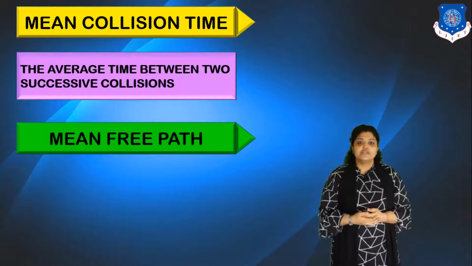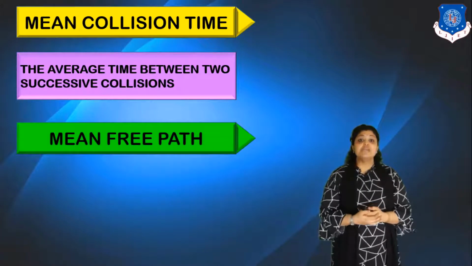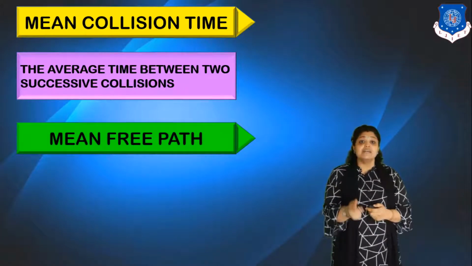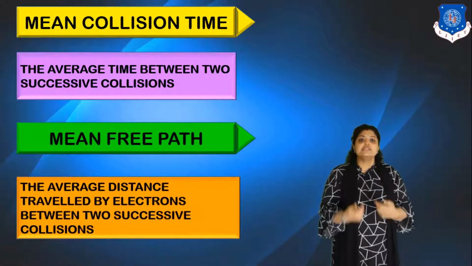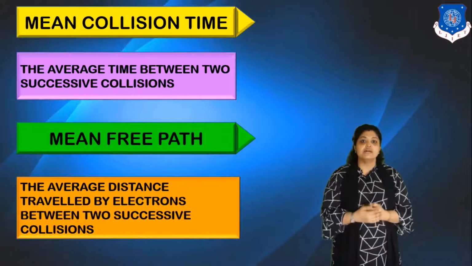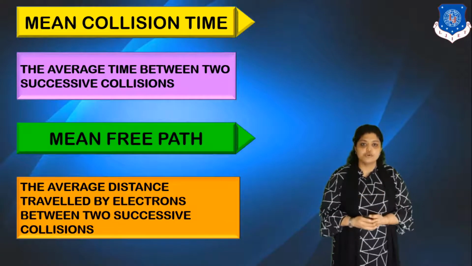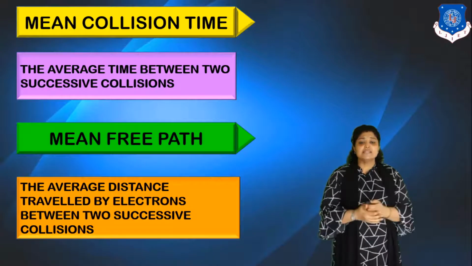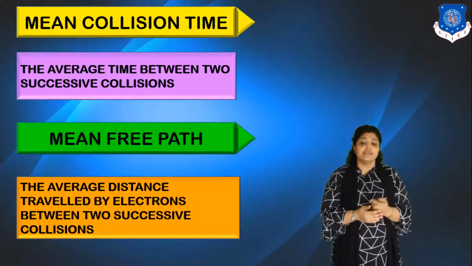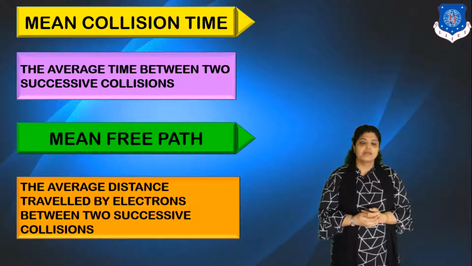The last definition which we are going to discuss is mean free path. Path here means distance. So we are talking about the average distance which electrons travel between two successive collisions. It is denoted as lambda. Because it is distance, we denote it in meters, rather nanometers.